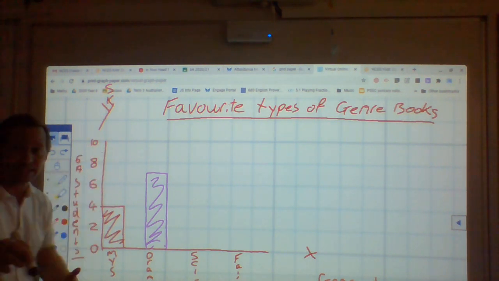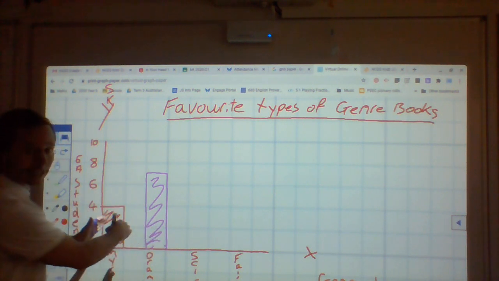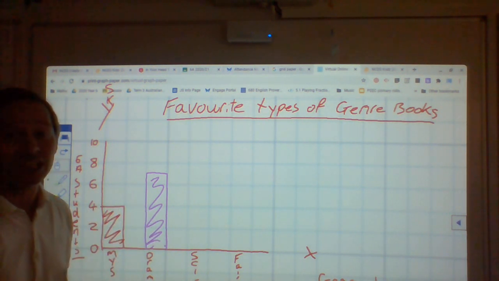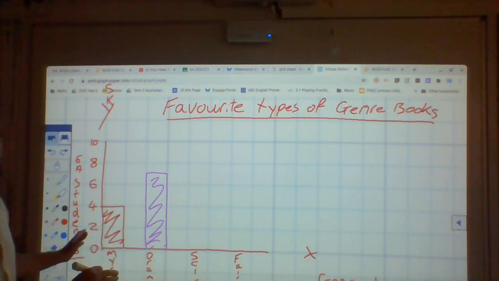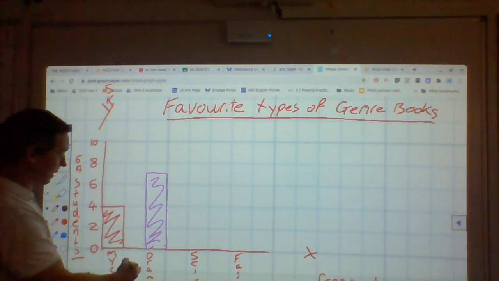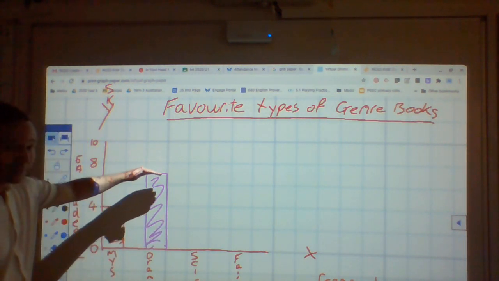Obviously I would have had these tally marks somewhere. You'll notice there's a gap in between. They're not right next to each other. If they were next to each other, that is known as a histogram. So we're not doing a histogram. We're doing what is known as a bar graph or column graph. There is a gap in between. So at the moment I have 4, 7, it's 11.